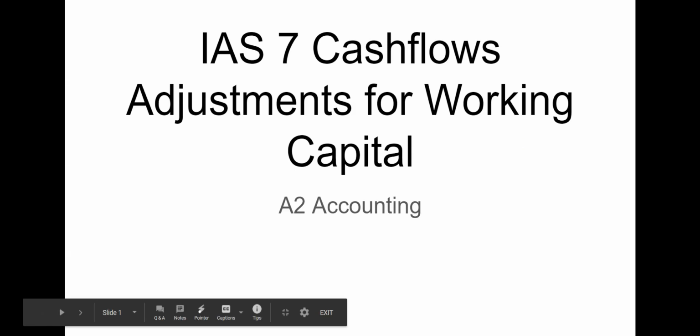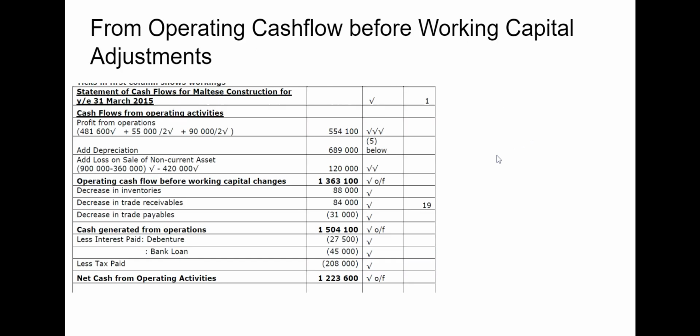Hi, welcome to this presentation on IAS 7 cash flow. We're going to look at the adjustments for working capital, which goes in the top part here, where we're looking to use our cash flow from operating activities to calculate our net cash from operating activities.